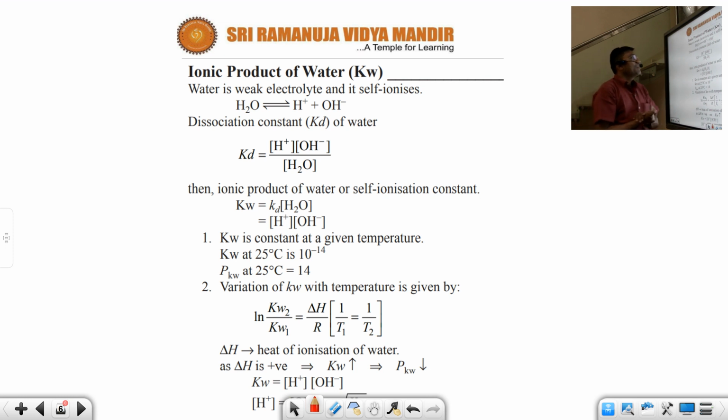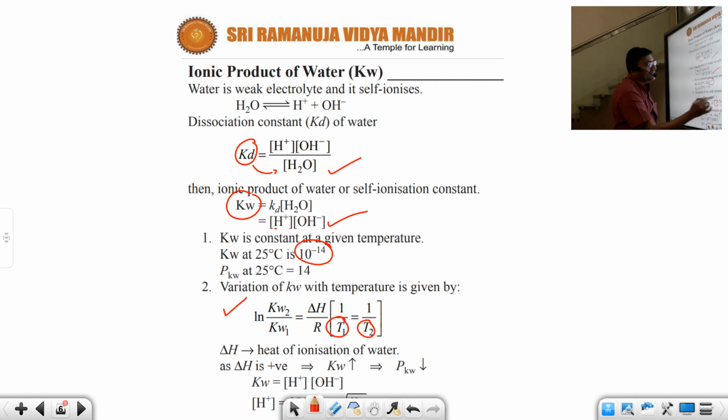You discussed the ionic product of water, and Kd is the dissociation constant of water, H plus into OH minus by H2O. And you know very well, this Kd into water concentration is nothing but Kw, because water concentration is not changing. That's why it is Kw. Kw is equal to H plus into OH minus, that is equal to 10 power minus 7 into 10 power minus 7, that becomes 10 power minus 14 at 25 degrees centigrade. And this value will differ, it depends on the temperature.